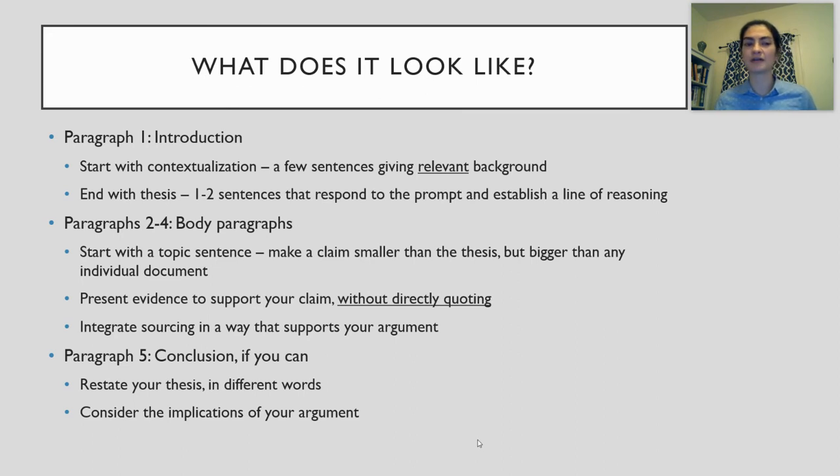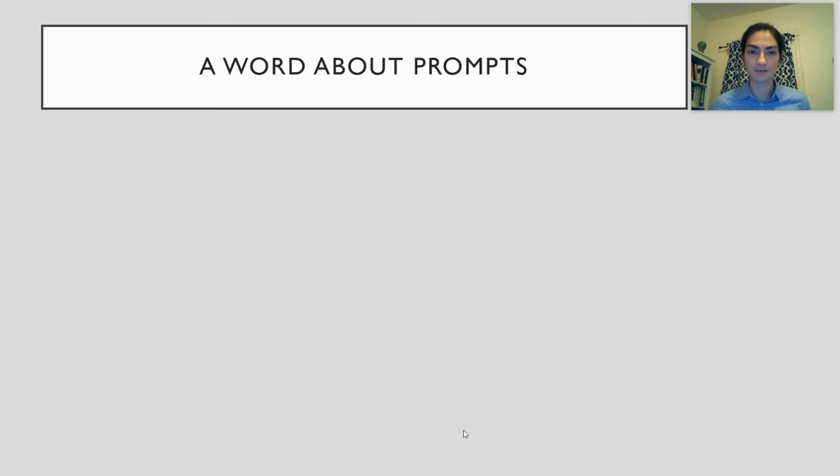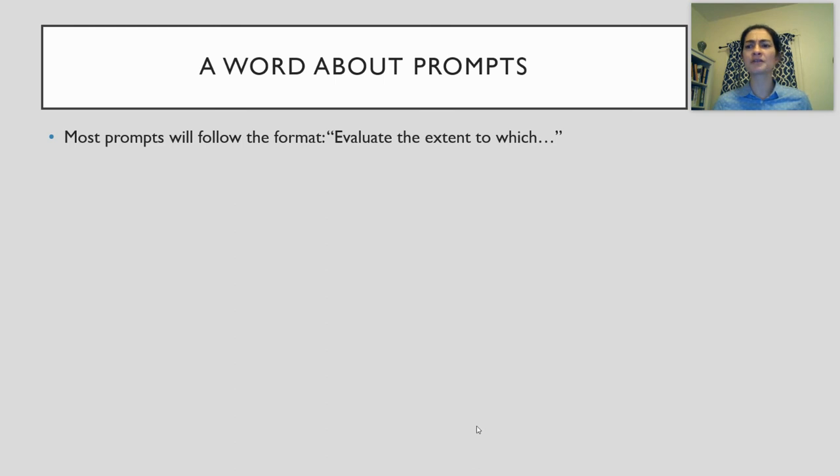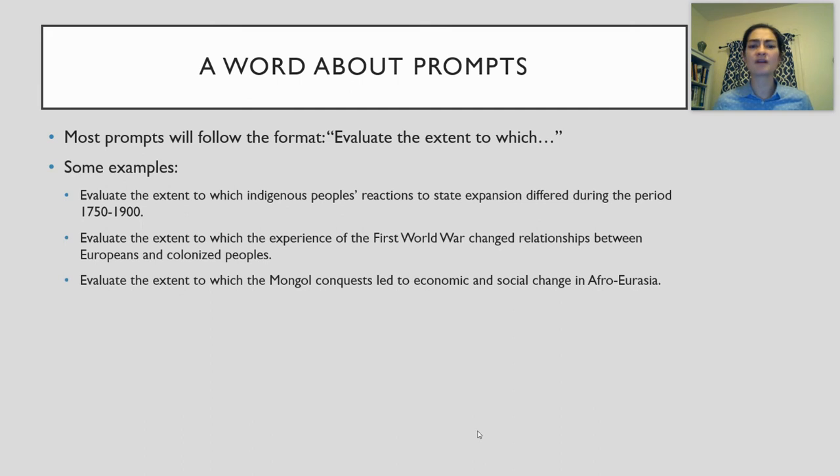So that's the general outline. And I've got some exemplars linked on my unit schedule. I am happy to provide some more if you want to see how this works in practice. Quick word about dealing with the prompt. Generally speaking, on the AP exam, on AP aligned assessments, your prompt is going to follow this form, is going to start with the words, evaluate the extent to which, blah, blah, blah. Here are a couple of examples.